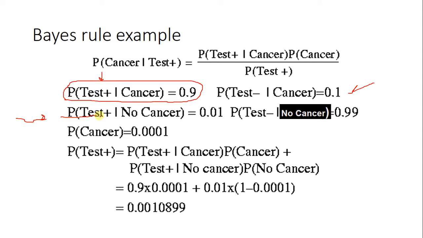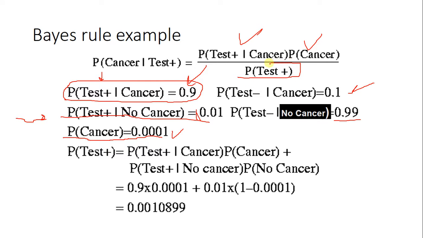This value is also given. It says given a person doesn't have cancer, the chances of a positive report are 0.01 or 1%. And by subtracting this value from 1, we get 0.99. This value is also given: it says the probability of cancer is 0.0001. So now we have this value and this value, but we do not have this value.